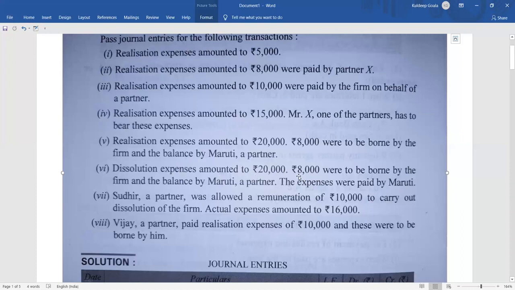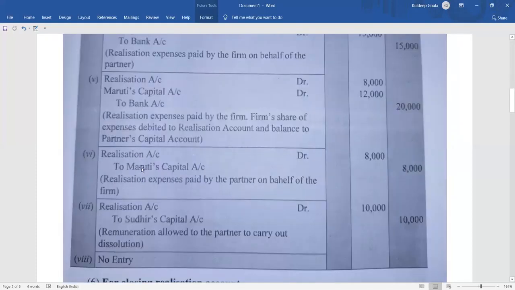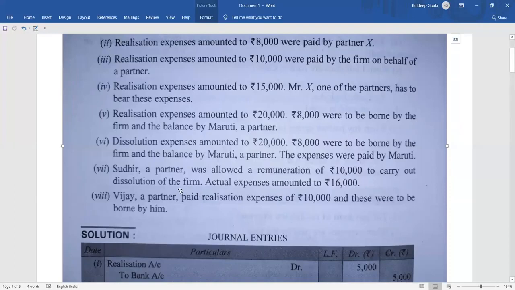How much is the loss? Only 8,000, because the firm was supposed to bear only 8,000. So realization account debit 8,000 to Maruti's capital account 8,000. You can see here realization account debit 8,000 to Maruti's capital account 8,000. The realization expenses which were paid by Maruti have been given to him now. Clear? I hope all of you understood this point.